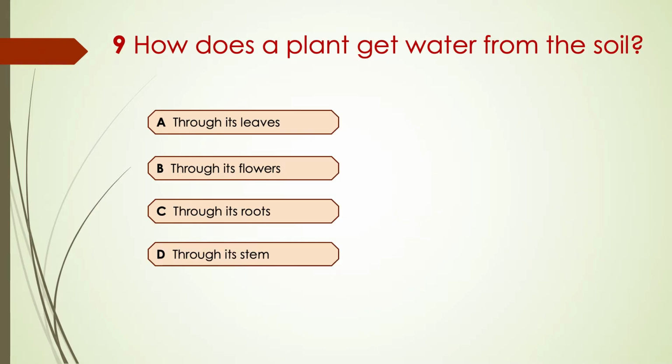How does a plant get water from the soil? Option A, through its leaves. Option B, through its flowers. Option C, through its roots. Option D, through its stem. The answer is option C, through its roots. A plant uses roots to draw up water and nutrients from the soil.